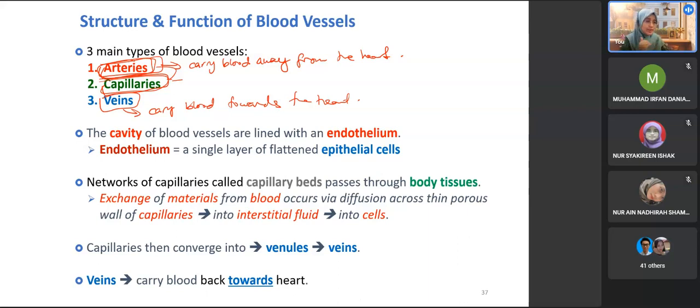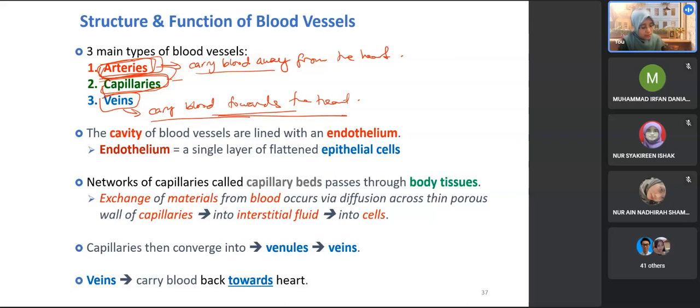Tapi yang selain tu, it carries oxygen poor blood back to the heart. So ini sebenarnya kan, kalau artery blood away from the heart, vein carry blood towards the heart.